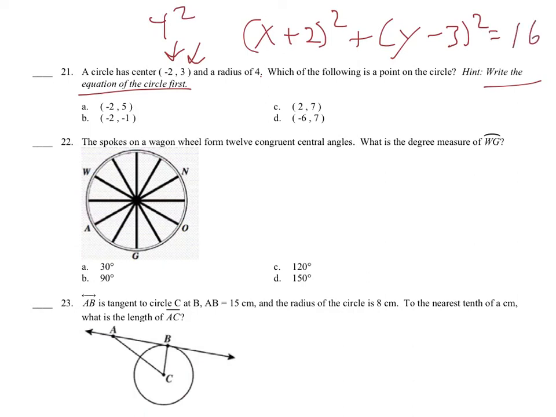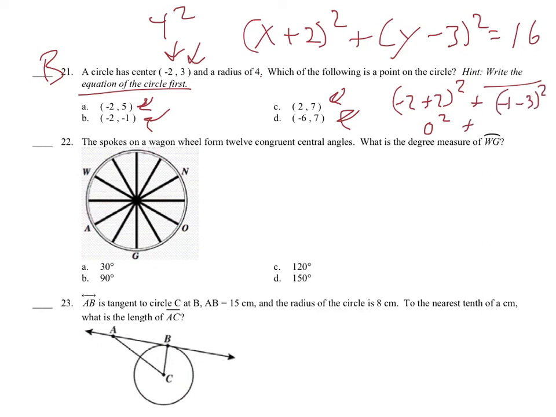So that's the equation. What I have to do now is plug each of these numbers into that equation, and the only one that works will be the one that is on the circle. Actually, I'll just tell you right off the bat, the correct answer is B here, because when we plug in negative 2, negative 2 plus 2 squared ends up being 0 squared, plus the y, which is negative 1 minus 3 squared.